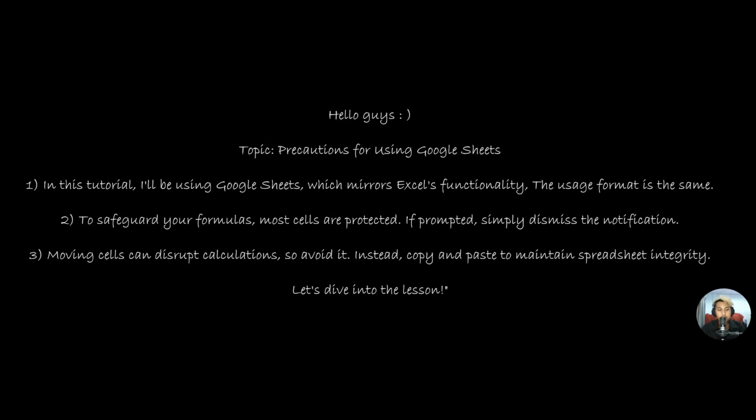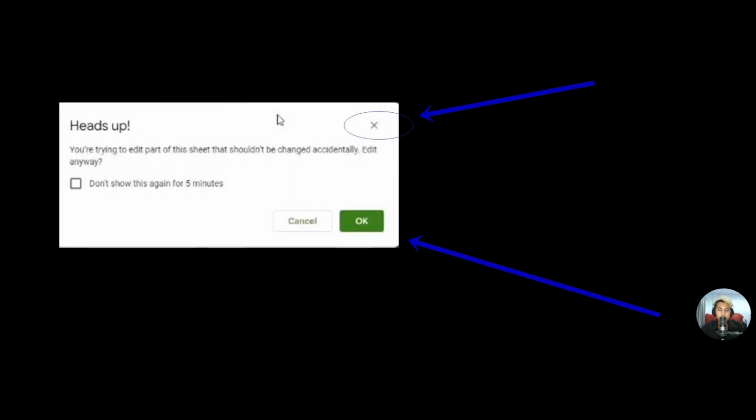In this video I will use Google Sheets, but the Excel version is exactly the same as Google Sheets. I protect most of the cells that contain formulas, so this will ensure that you do not delete any important formulas, because it may affect your spreadsheets. Therefore, if you see this notification, you shouldn't bother with it. You should cross it out, or if you accidentally touch a locked cell, just click the cross exit button.